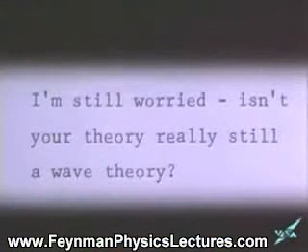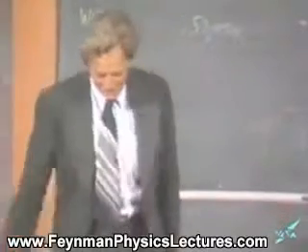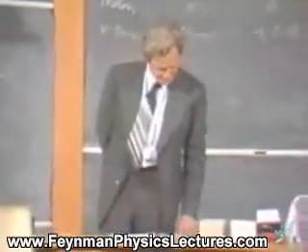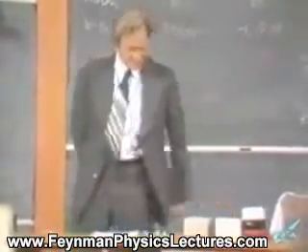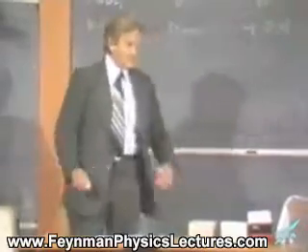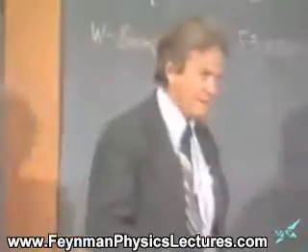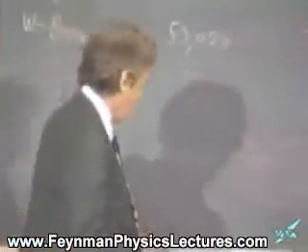I'm still worried. Isn't your theory really still a wave theory? He's worrying about the wave-particle duality that I described in lectures 1 and 2, and says, effectively, that I convinced him it's particles in lecture 1, and then I did a lot of calculations of amplitude, which seemed to him to be nothing but the analysis of waves, which is the same kind of calculations that we do for waves. And why don't I admit that it's a wave theory that I'm really using?